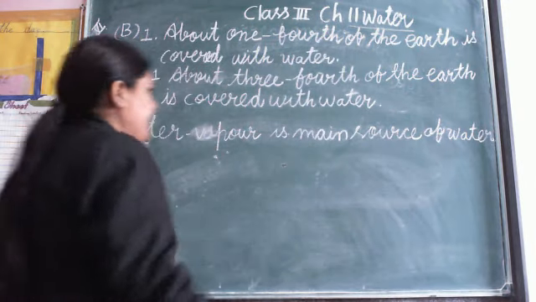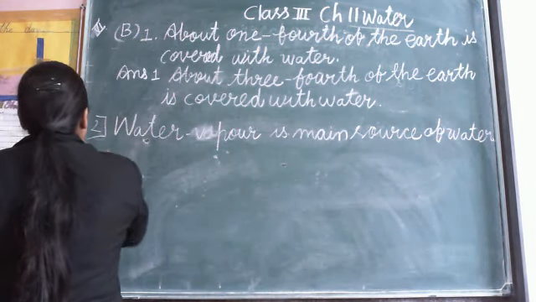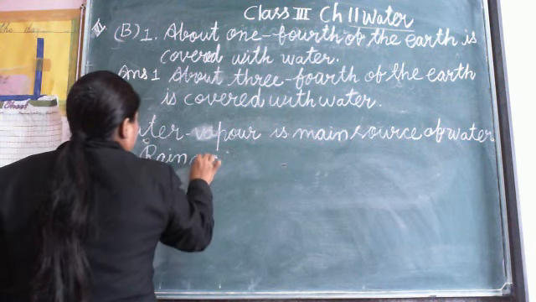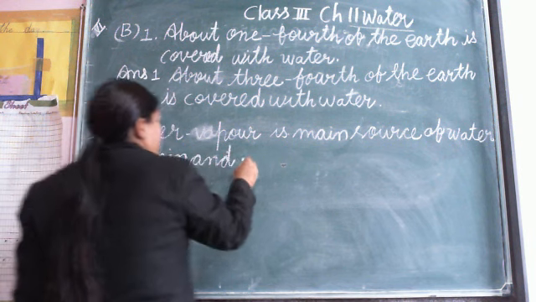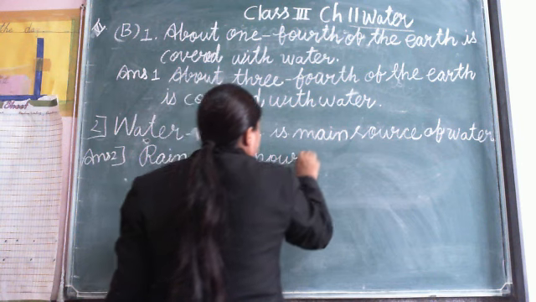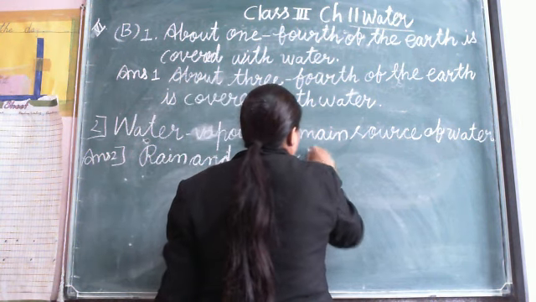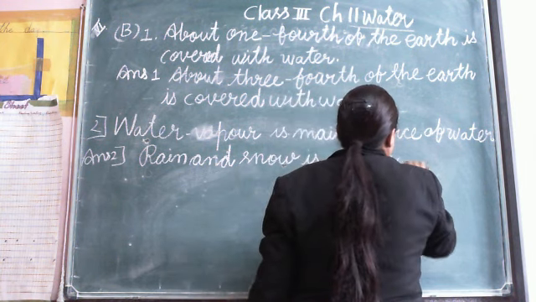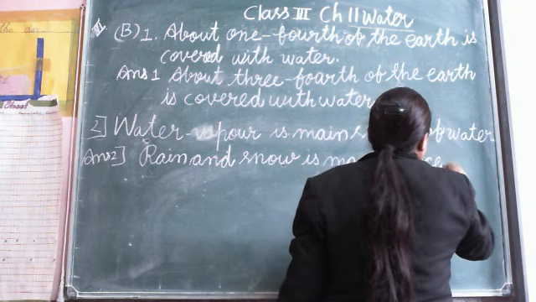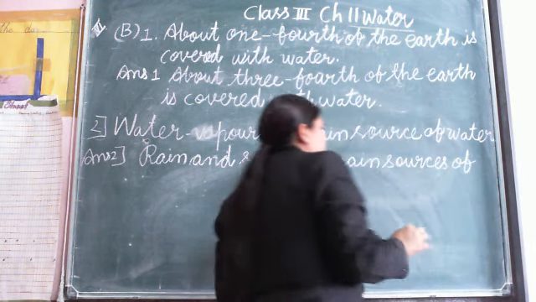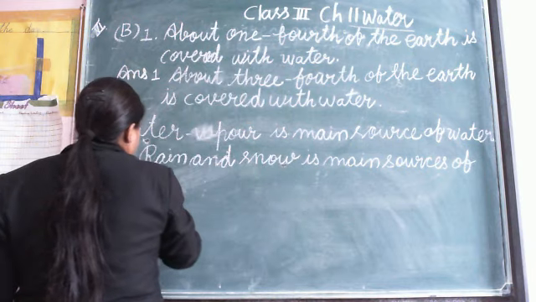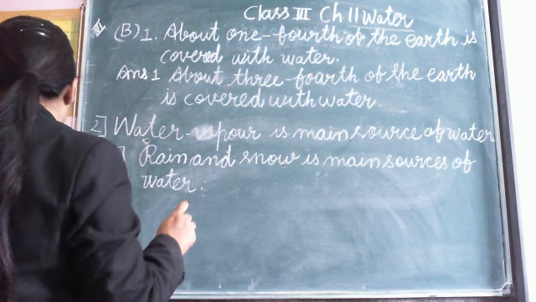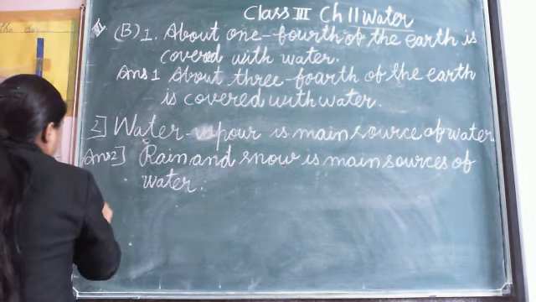So here we will write the correct one. Rain and snow are the main sources of water. Let's see number 3. Water is frozen in desert area.